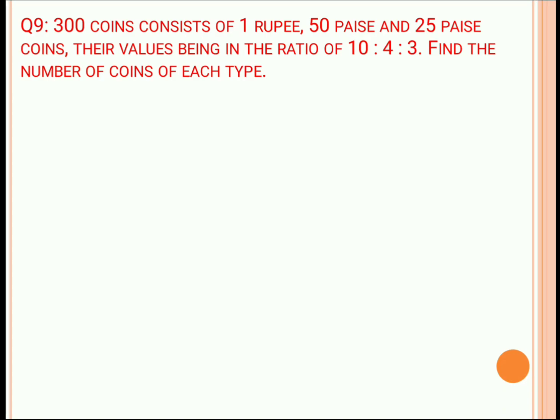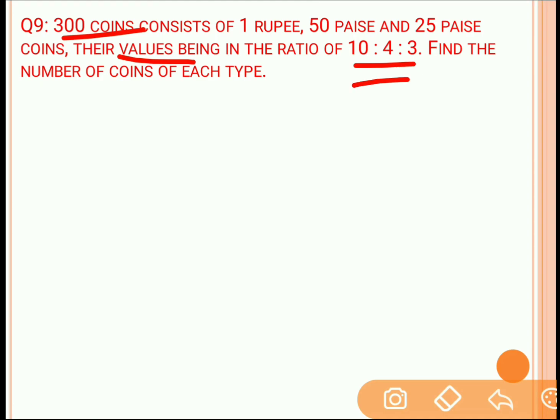So this question is similar to the previous question, but in this question, instead of the number of coins, their values are given. So the values of these coins are in the ratio of 10 is to 4 is to 3, and there are a total of 300 coins. In the previous example, the total value was given and the numbers were in ratio. But in this question, the values are in ratio and the total number of coins is given, which is 300. Now we need to find the number of coins of each type.